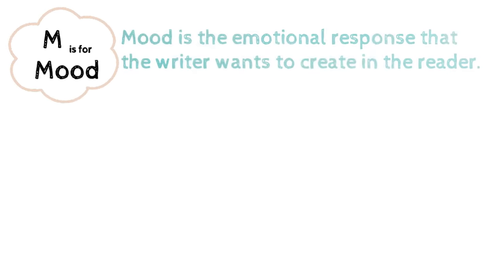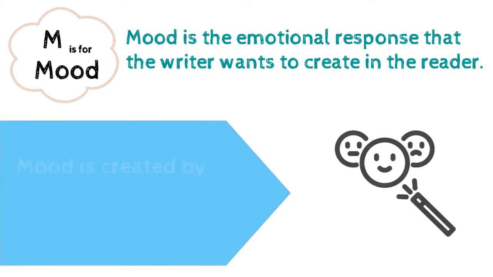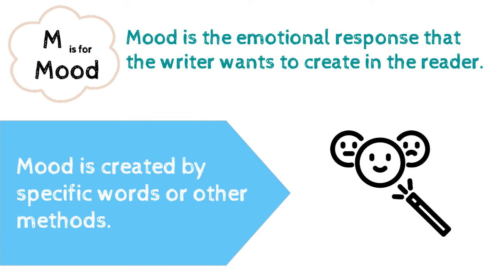M is for mood. Mood is simply the emotional response that the writer wants to create in the reader. Mood is created by specific words or other methods. It's a great one to use alongside analysis of key words, as you can use mood analysis to quickly explore the effect on the reader.